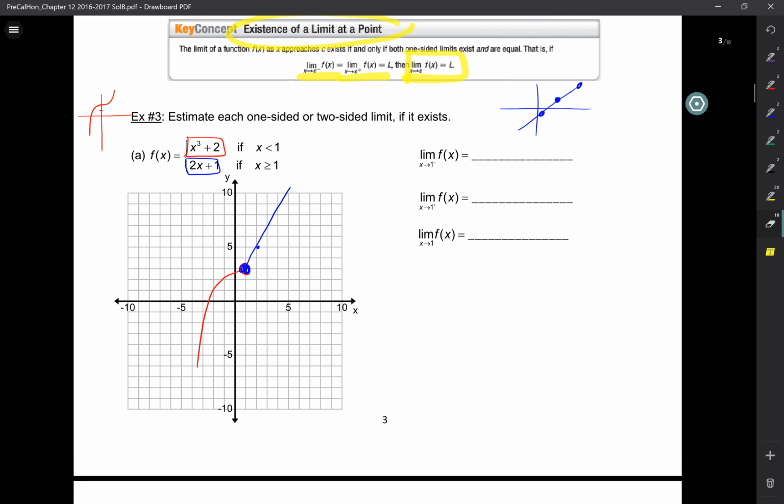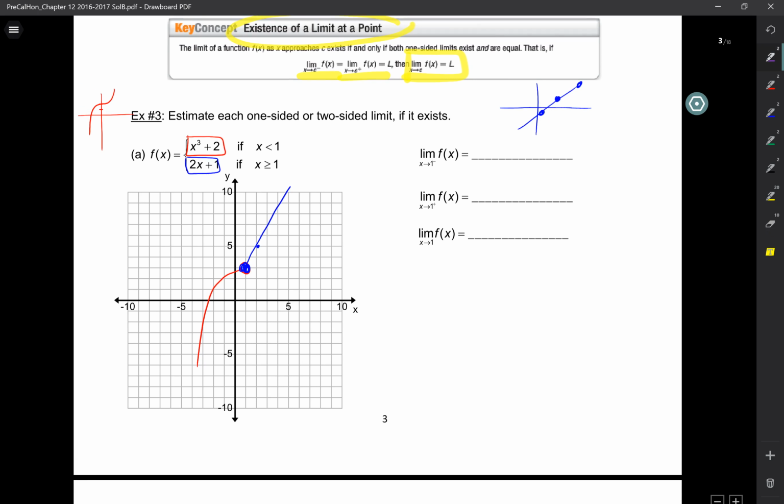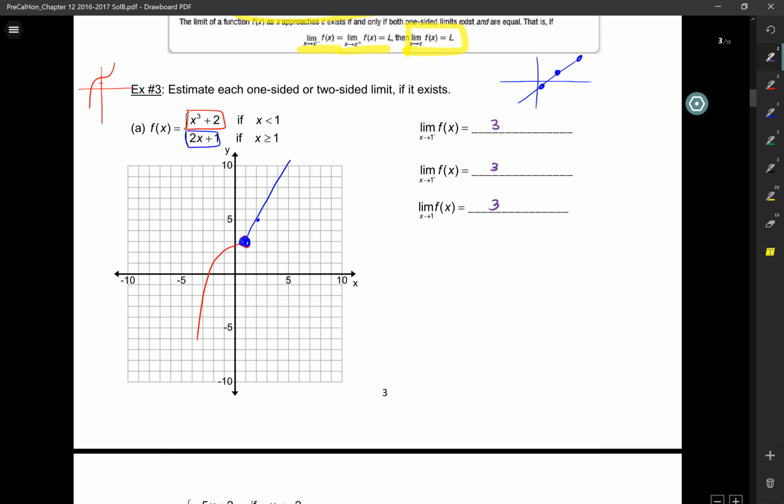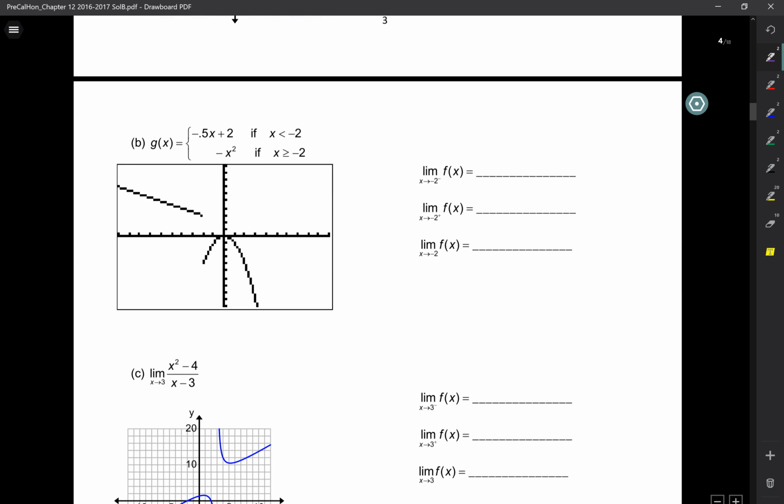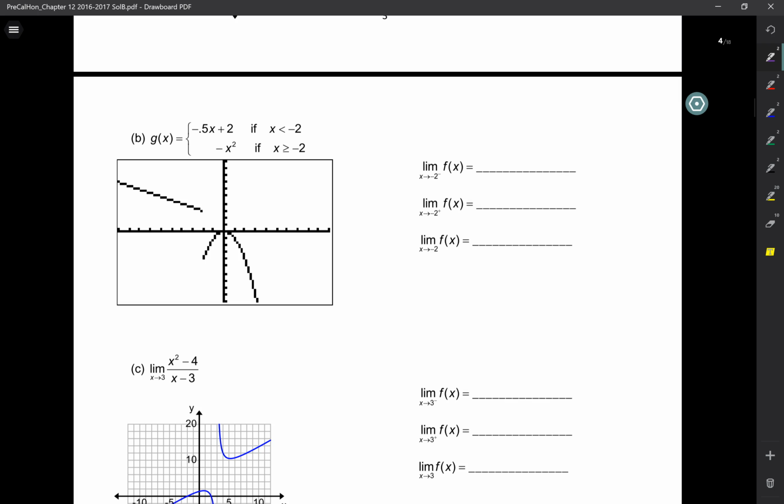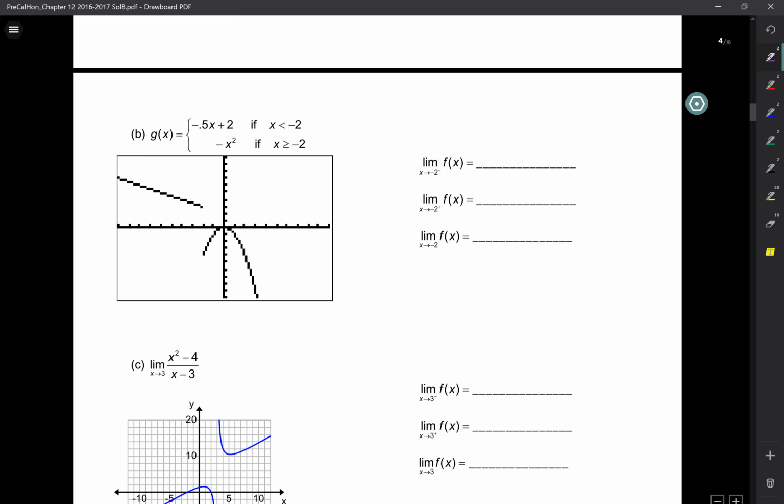Okay, so now, what is the limit as x approaches 1 from the left? It's 3. What is the limit as x approaches 1 from the right? 3. So what is the overall limit? 3. That was so easy. I know. Tell me they don't get harder. They don't. They actually don't. Really? Wait, that's awesome.